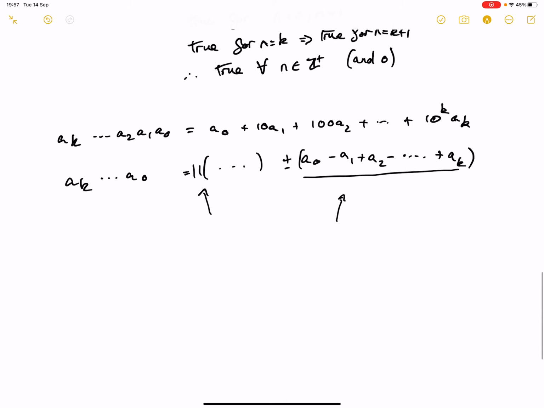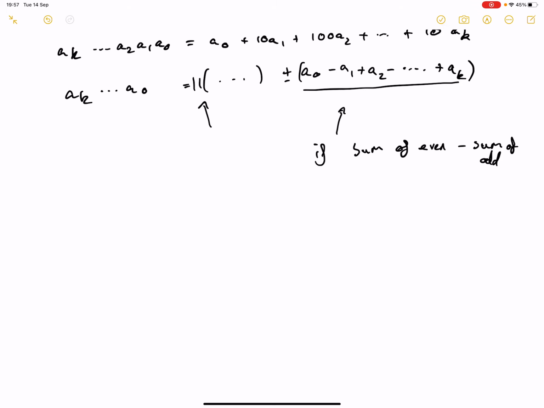So we can just say if the sum of even order digits minus the sum of odd order digits, so the even order digits are a0, a2, etc., and the odd ones are a1, a3, if that minus that is equal to 0, then the number is a multiple of 11.